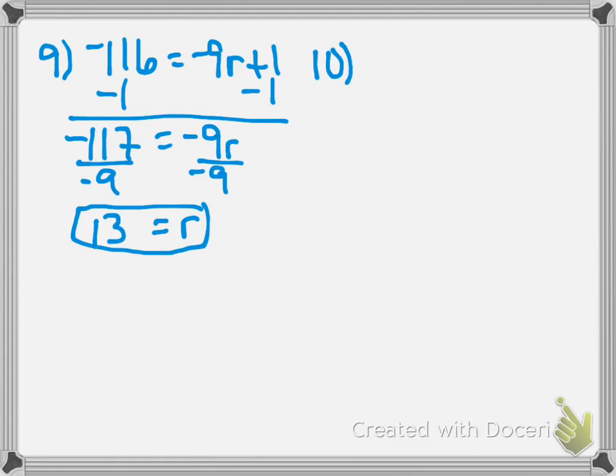Okay, so let's look at this next one. I'm going to go a little bit slower so I can talk and hopefully y'all can see. So negative 7m.